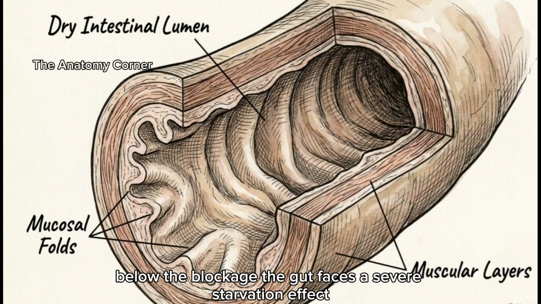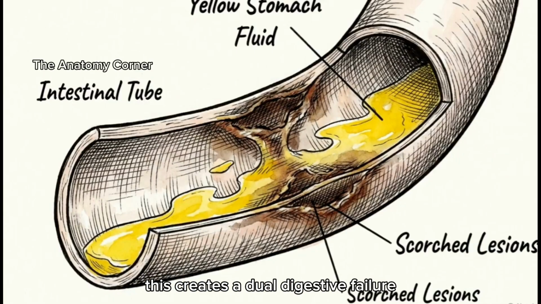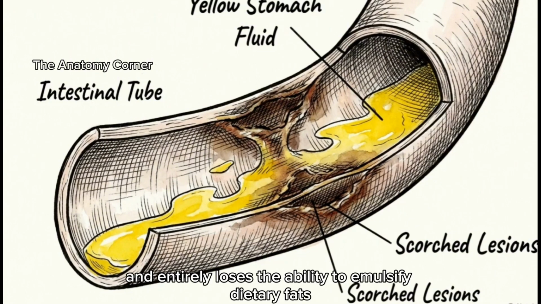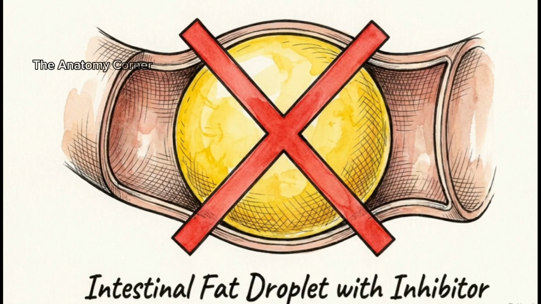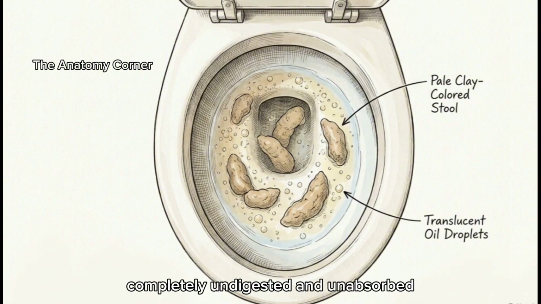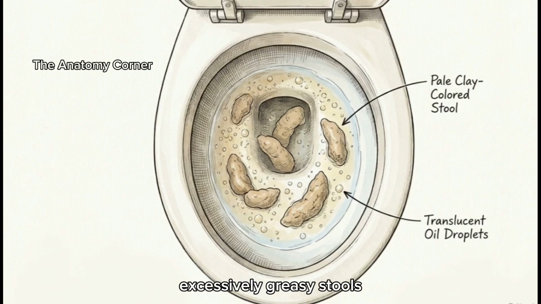Below the blockage, the gut faces a severe starvation effect. Absolutely zero bile is reaching the duodenum. This creates a dual digestive failure. Without bile, the intestinal tract loses its mechanism to neutralize stomach acid and entirely loses the ability to emulsify dietary fats. The ingested fats simply pass through the GI tract completely undigested and unabsorbed, resulting in the classic clinical presentation of pale, excessively greasy stools.